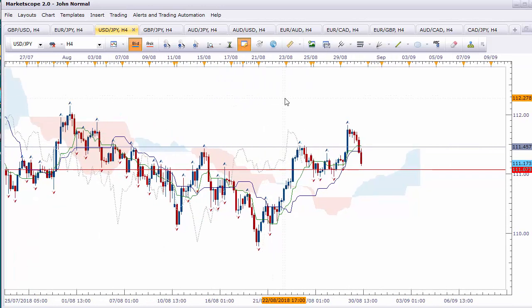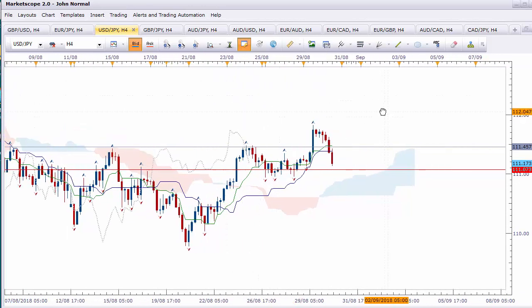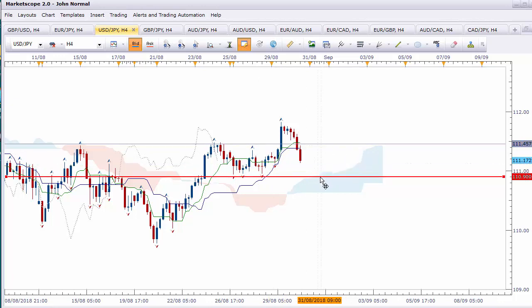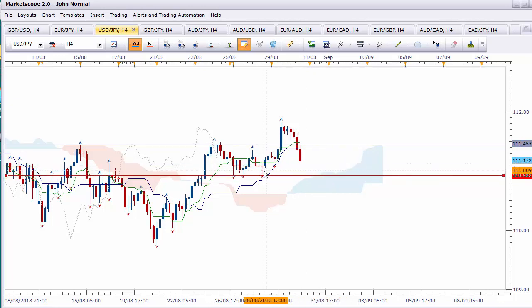USD yen. We've got a support level here where this red line is. So what we'd want to do is look for a break of that level. Kumo cloud's getting thick again. When we were up here, I'd probably said we might bounce here, but we didn't bounce, we just broke. We had no price action to go long, so we just broke that level.